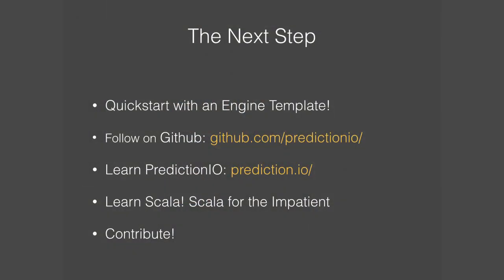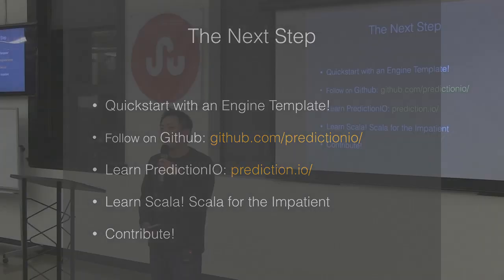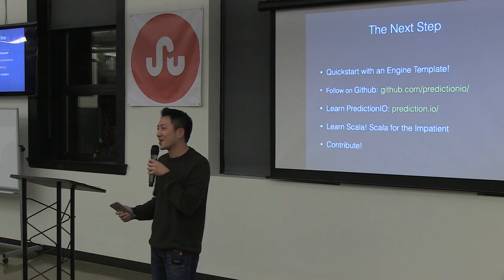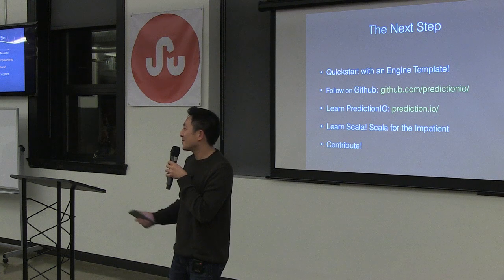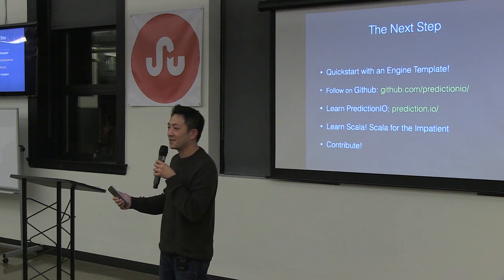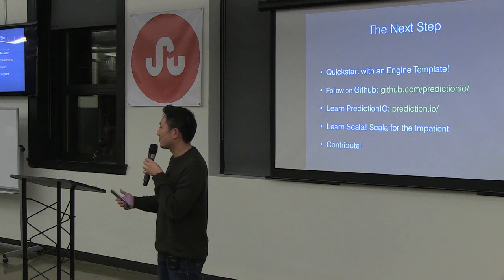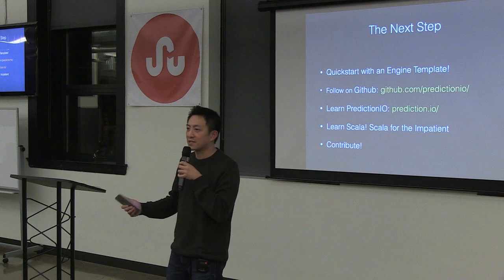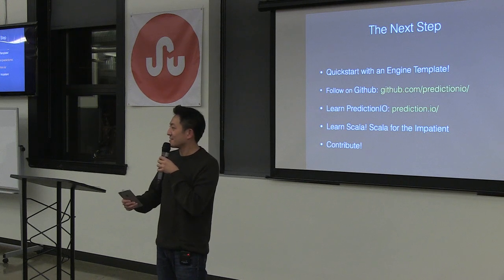So if you like what you see, if you think it's an exciting project, the next step is: don't worry about the complexity, because we provide templates. You don't need to write things from scratch. We have templates for recommendation. We have templates for classification. We even have templates for some business logics, like discovering similar products and things like that, all written in Scala.